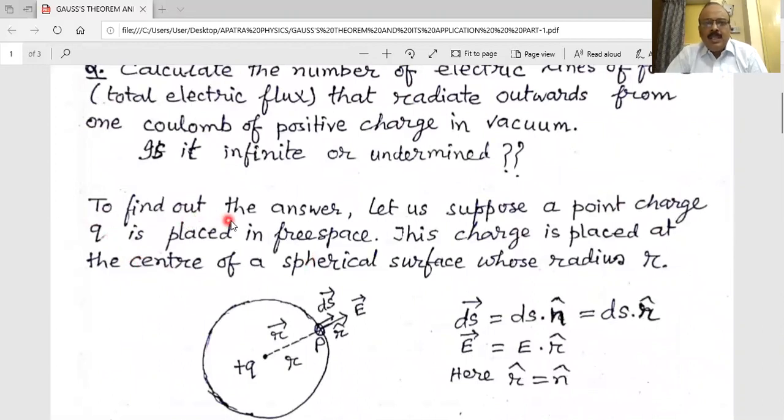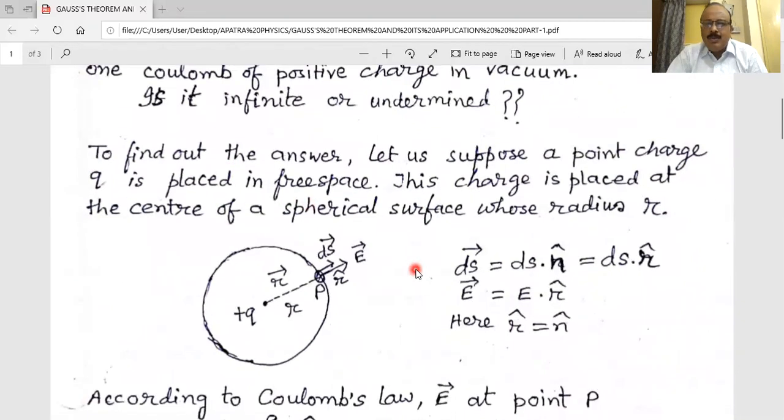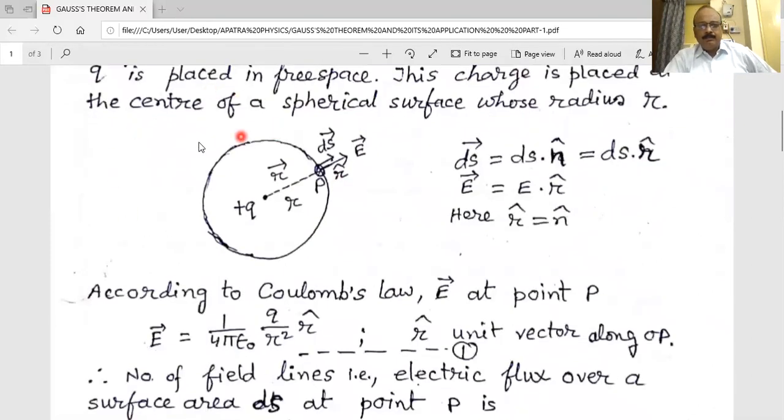To find the answer, let us suppose a point charge Q is placed in free space. We are taking free space here, and therefore we will take the permittivity of free space. This charge is placed at the center of a spherical surface whose radius is r. Now look at the figure. Plus Q is a point charge.